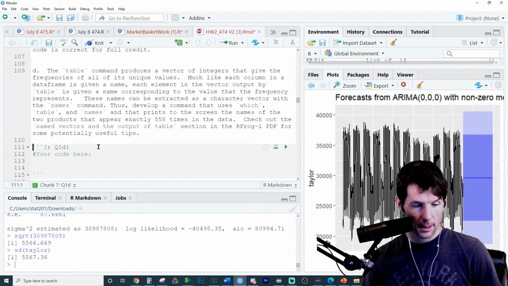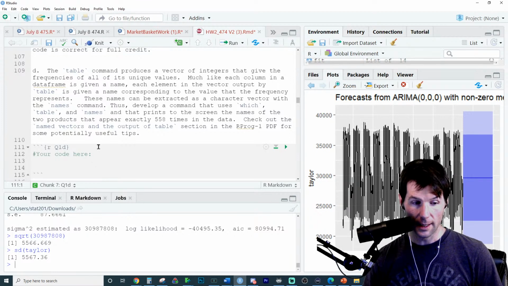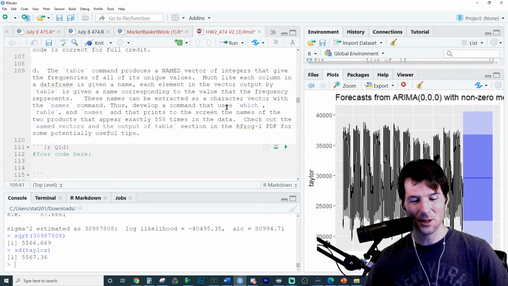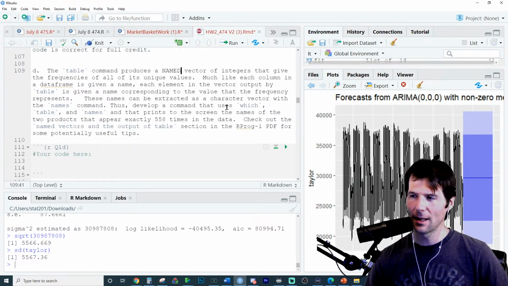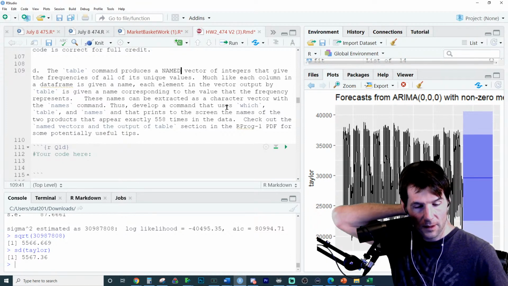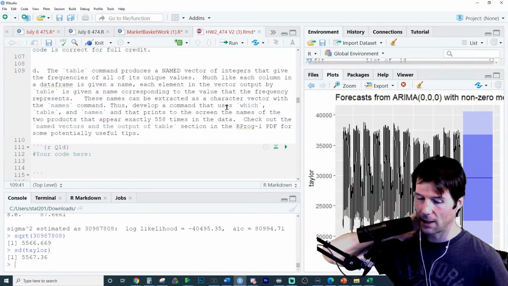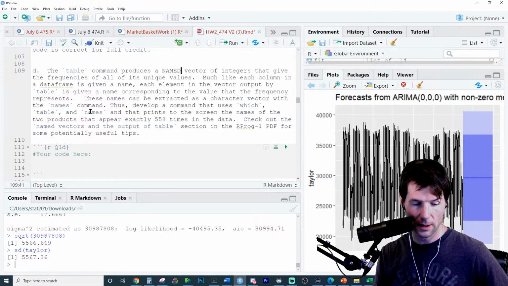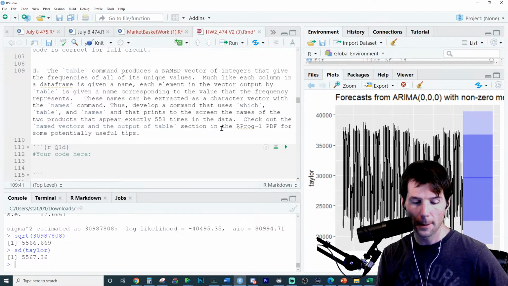Okay. The table command produces a vector of integers, a named vector, that gives the frequency of all of its unique values. Yeah, it will still produce a named vector, I think, for numeric data. Much like each column in a data frame is given a name, each element in the vector output of a table is a name. Yeah, that's exactly what I was saying. Frequency represents these names, which can be extracted as a character vector with the names command, thus developing a command that uses which, table, names and then prints to the screen the names of the two products that appear 558 times in the data. Okay, cool.